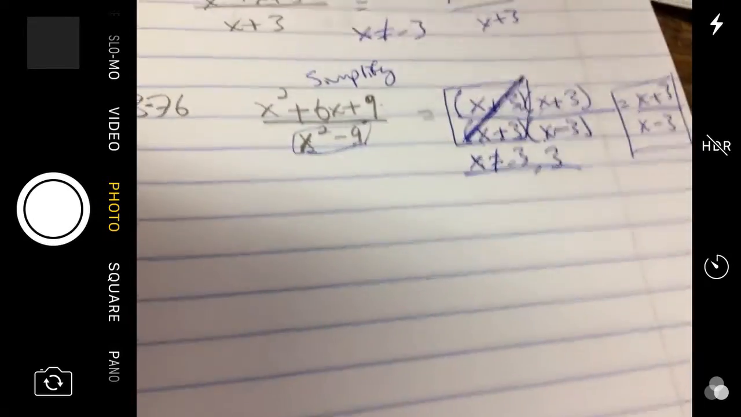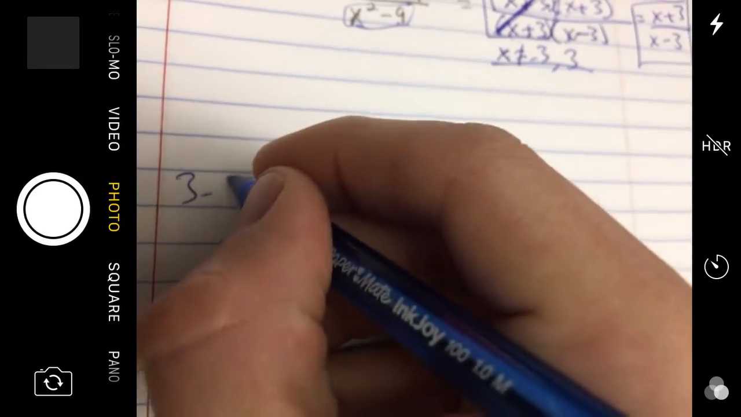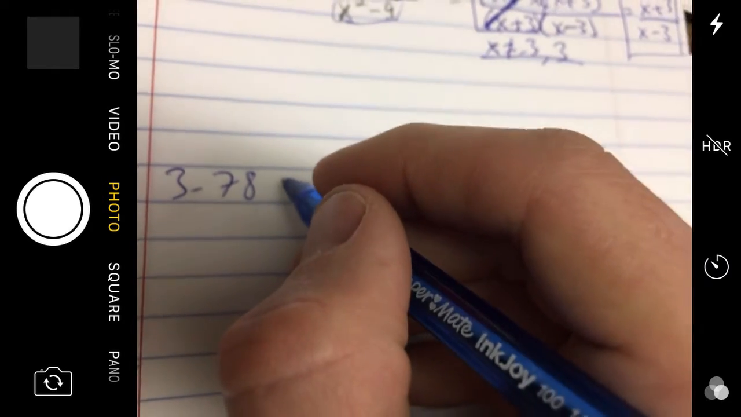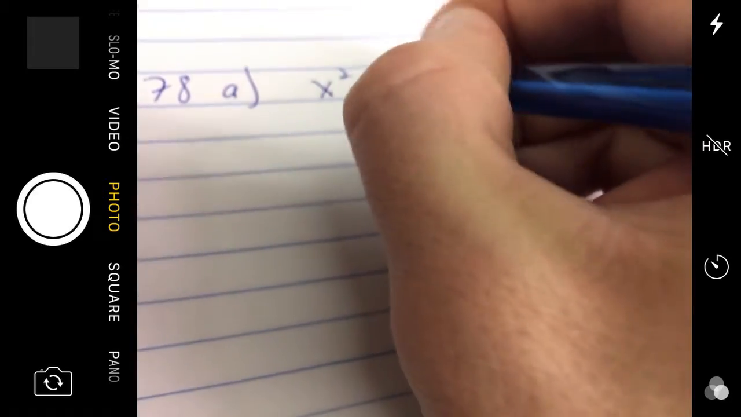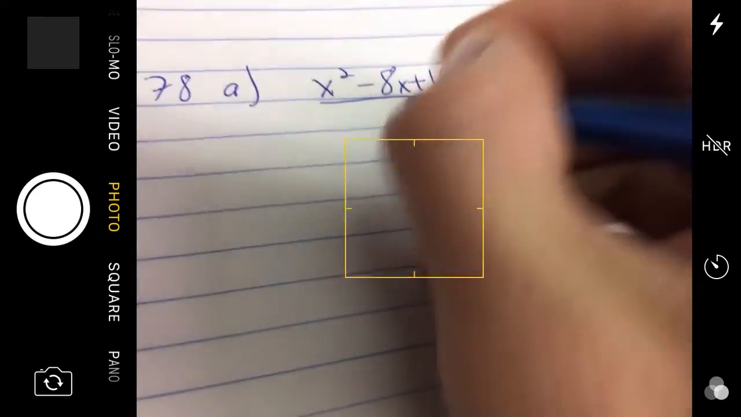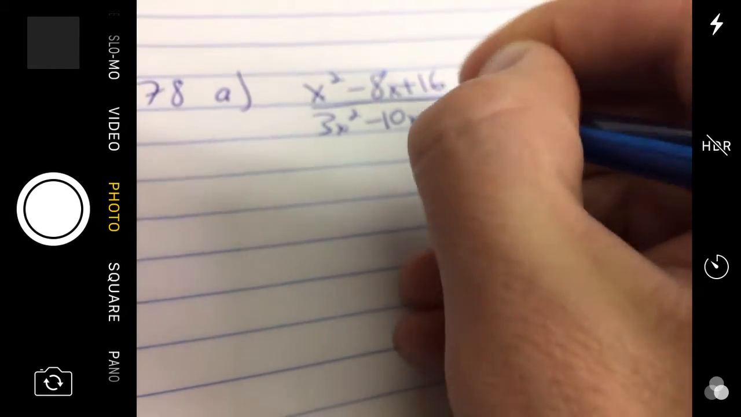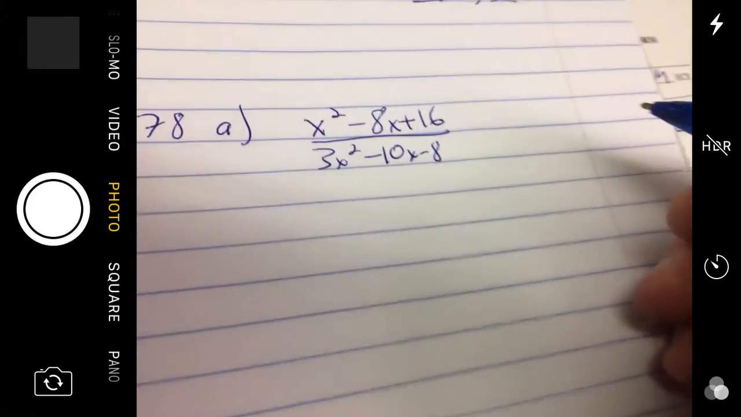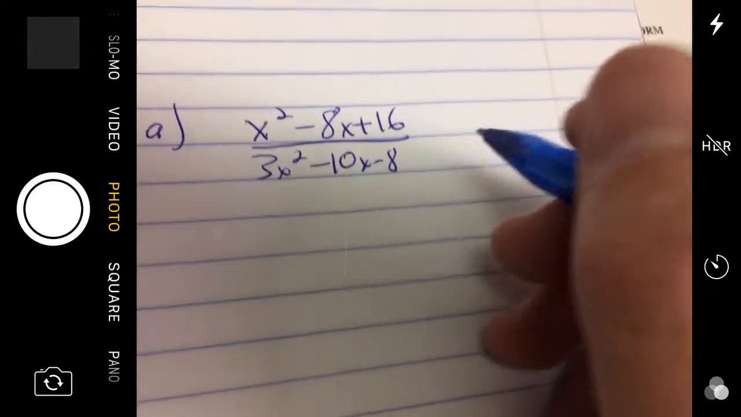And we're going to do another example here. Here we go. So we're going to do 378A. Okay, so it says simplify the expressions below. So again, I'm just going to copy down the problem here. x squared minus 8x plus 16 all over 3x squared minus 10x minus 8. Now, they already gave me the domain restrictions of x cannot be -2/3 or 4. Hopefully that works out. We'll see.